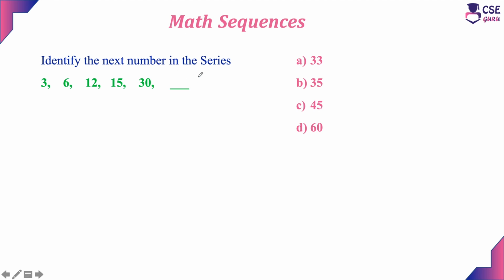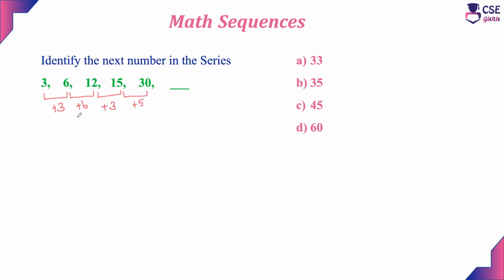Identify the next number in the series. 3, 6, 12, 15, 30, and what is the next term we need to identify? So the difference here, 3 and 6: it is 3 plus 3, it is 6. Next is 6 and 12, so it is plus 6. Next is 12 and 15, it is plus 3. Next is plus 15.